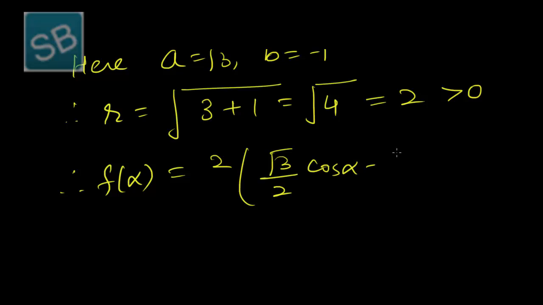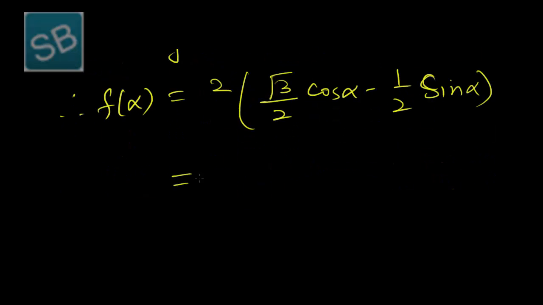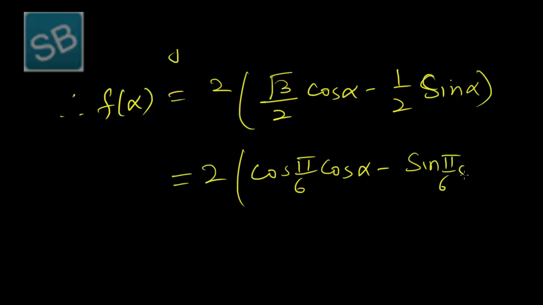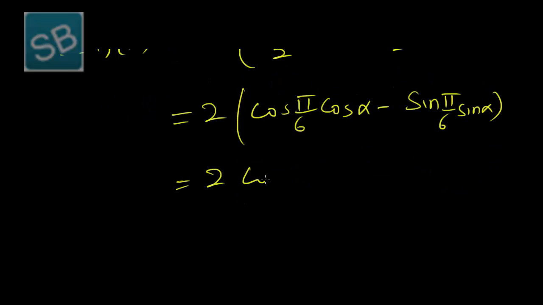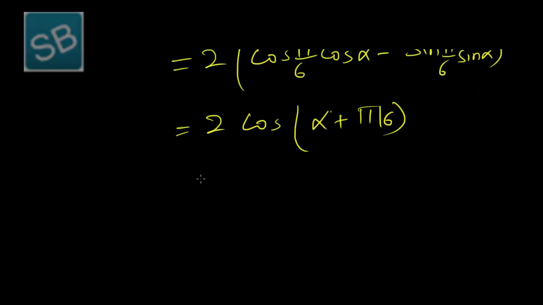So we get, as we did in the previous question, the form: under root 3 by 2 is cos pi by 6, that is our wish to convert into cos formula or sin formula, and half is sin pi by 6 into sin alpha. So we get 2 times cos alpha plus pi by 6, that is cos alpha plus beta.